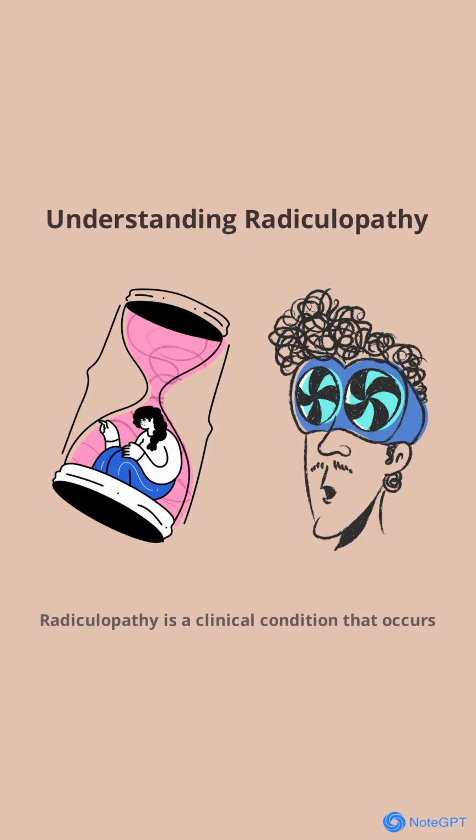Radiculopathy is a clinical condition that occurs when a spinal nerve root is affected, often resulting in pain, weakness, or numbness radiating along the nerve's path. The most common causes include disc herniations, spinal stenosis, degenerative changes, infections, and metabolic or demyelinating processes.